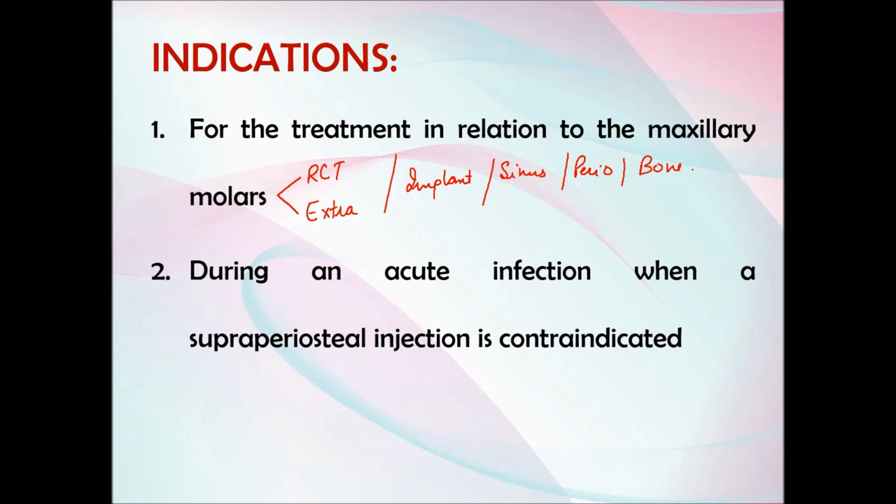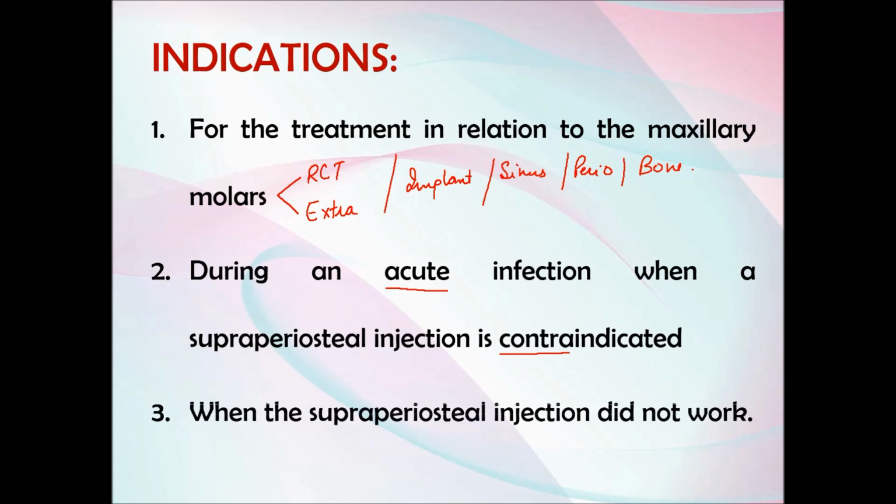The next indication is during an acute infection when a supraperiosteal injection is contraindicated. We do not normally give infiltrations when there is an abscess or an acute infection, because the infiltrations do not work. So we need to give a block. So posterior superior alveolar nerve block is indicated when the supraperiosteal injection did not work. When you have already given a supraperiosteal injection but it did not work and you need a good anesthesia, what you will do is give a posterior superior alveolar nerve block.